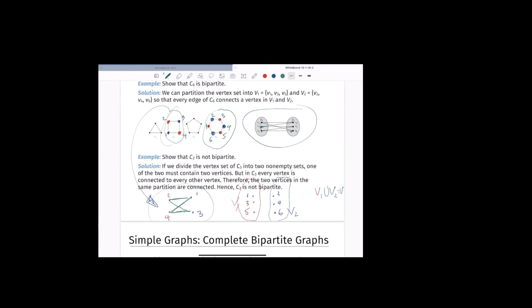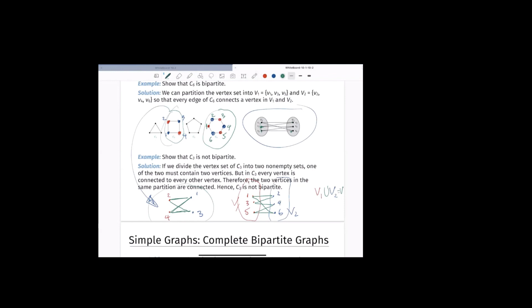What are my edges? Well, 1 is connected to 2, 2 is connected to 3, 3 is connected to 4, 4 is connected to 5, 5 is connected to 6, 6 is connected to 1. Okay, it's a bipartite graph. There are no connections between the red vertices. There's no edge whose endpoints are both red or both blue. If there is an edge in this graph, its endpoints are of different colors. That's why it's a bipartite graph. I can color it in such a way.